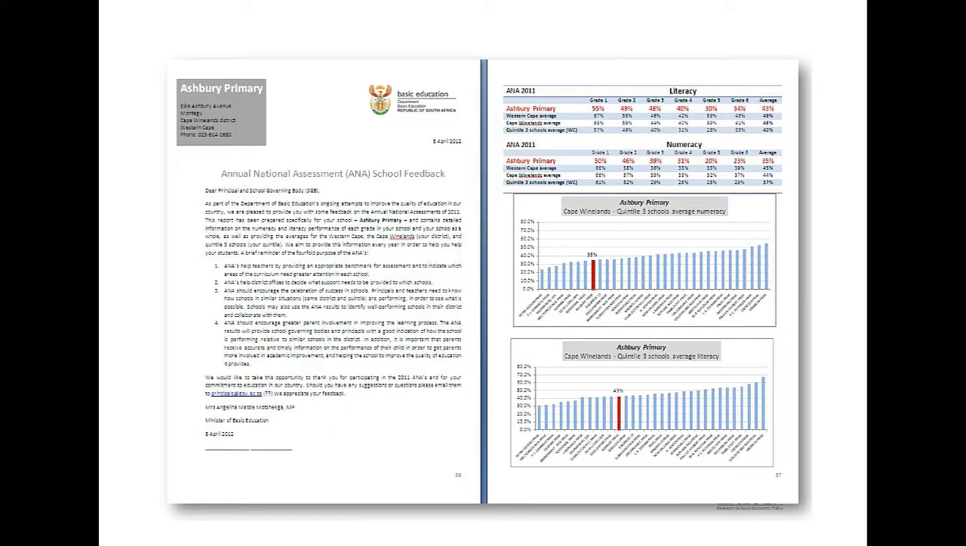And you can see that at Ashbury Primary, the score was 55% in grade 1, 49% in grade 2, and so on. This was the average for the whole school. And then I've got here the Western Cape average, the Cape Winelands average, which is the average of the district that this school is in.